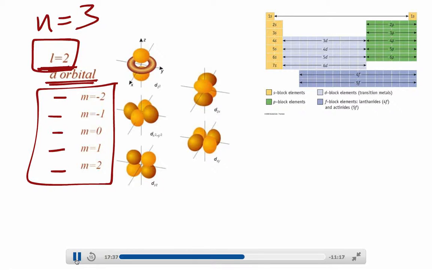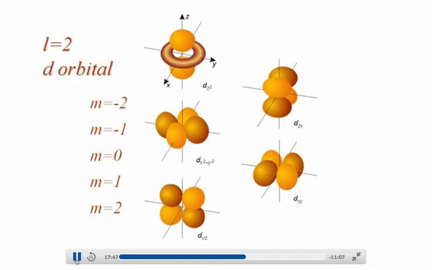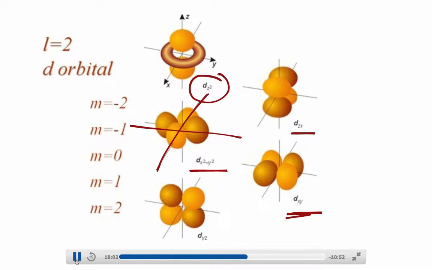Sometimes they're called cloverleaf. And notice our basic ones are aligned between the axes. So this is dyz because it's between the y and z axes. Maybe you can't read that. I'll make it bigger. Here we go. We have dxy, that's between the x and y axes. We have dzx, which is between the z and x axes. But then we have some crazy stuff: x squared minus y squared, which is aligned along the x and y axes, and then dz squared, which is everybody's favorite d orbital, which has a donut, and then loads of probability.